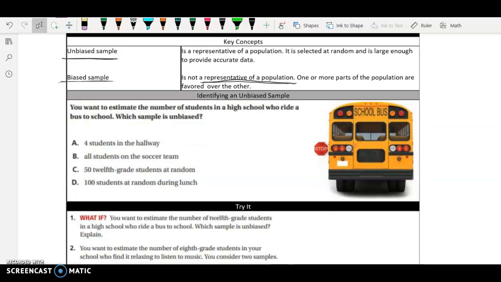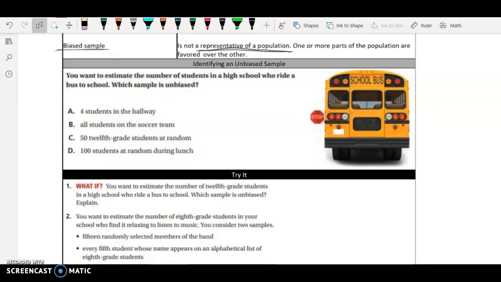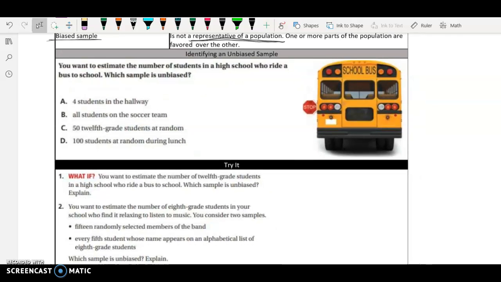So unbiased is when it represents my population and it's random. That's the key word, it's random. Bias is when I favor something. So I purposely ask a certain group of people that I know don't have a dog, and that way it will sway my data. So, for example, you want to estimate the number of students in a high school who ride the bus. Which sample is unbiased?